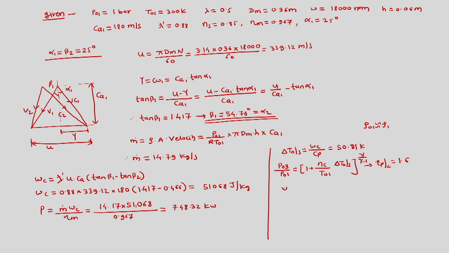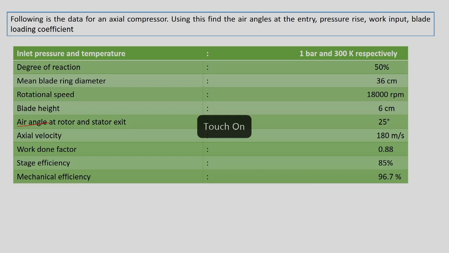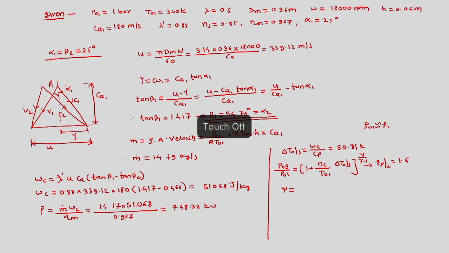And then we can find out the factor, which is the blade loading coefficient, which is psi, and psi is WC upon U square. So WC is 51,068, U square is 339.12 bracket square, it comes out to be 0.44. So this is the way we will solve the examples of axial compressor. Thank you.